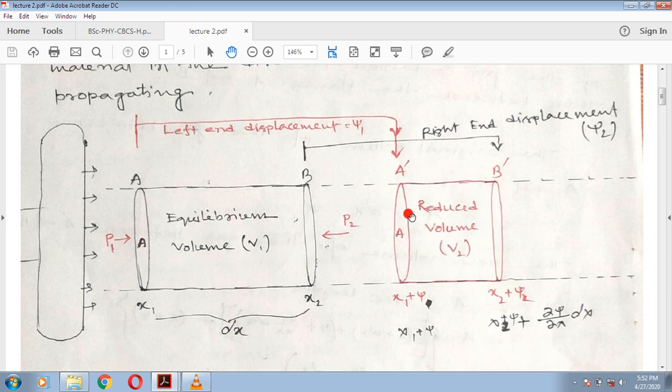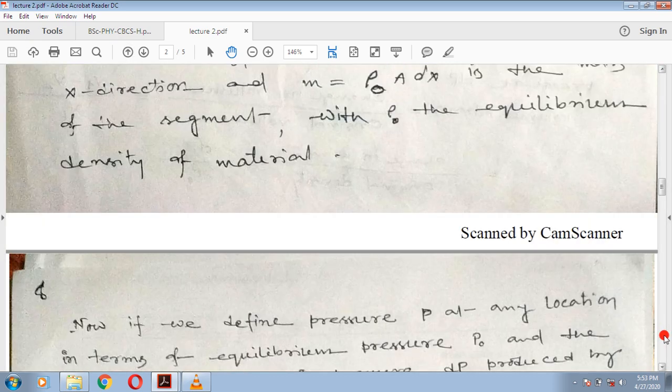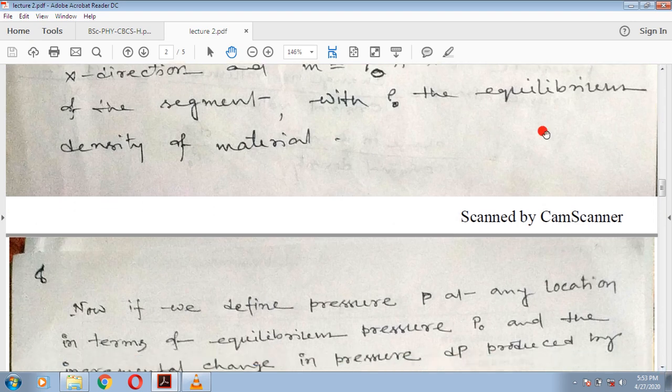So let us consider the compression case. When it is compressed, then density increases but volume decreases. So volume decreases, density increases, but mass will remain constant. Same mass, same gas molecules or same fluids are compressed here, so mass remains constant, although volume decreases and density increases. So here rho naught is the equilibrium density of material.